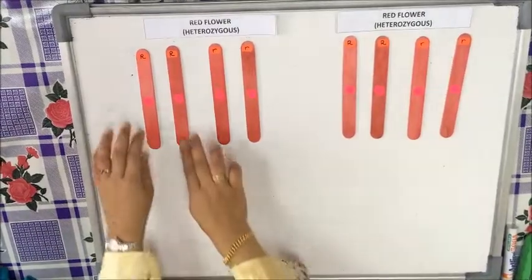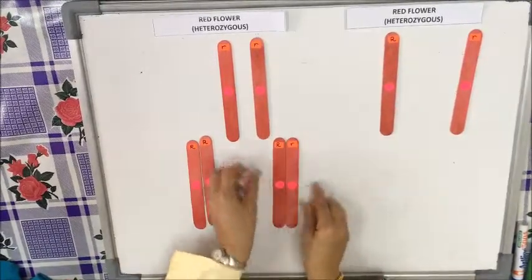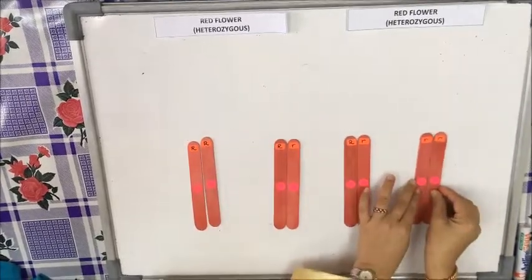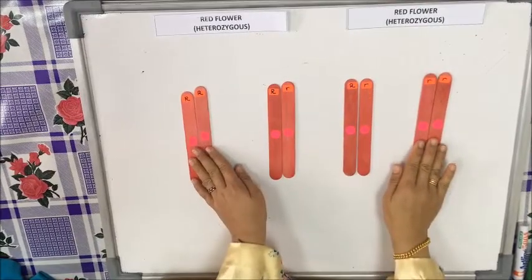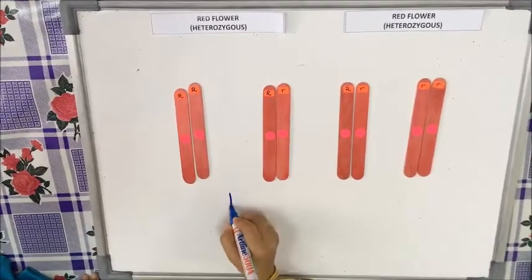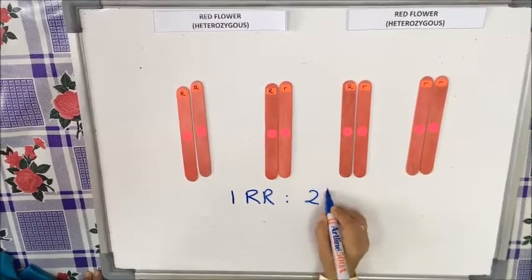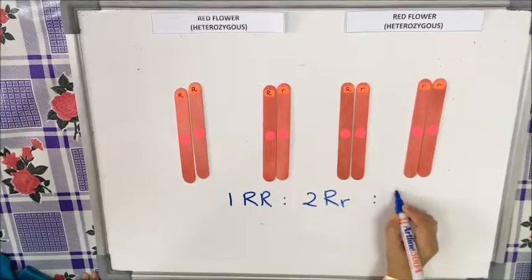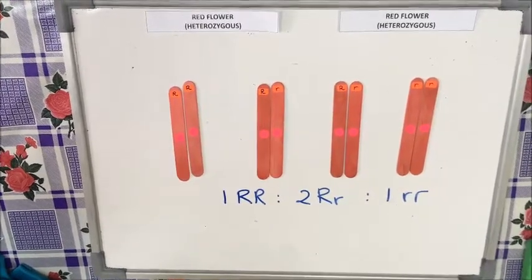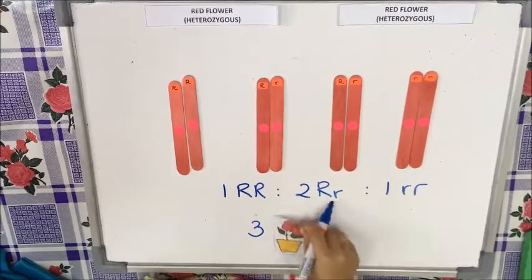The fertilization of gametes will produce the genotype ratio of 1 homozygous dominant, 2 heterozygous, and 1 homozygous recessive, with the phenotype ratio of 3 red flowers to 1 white flower.